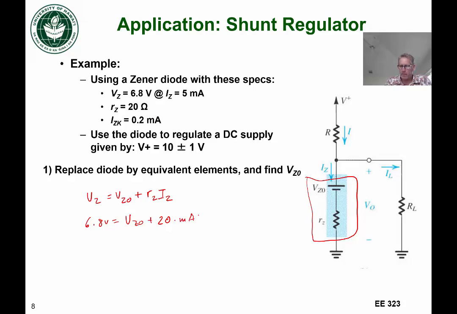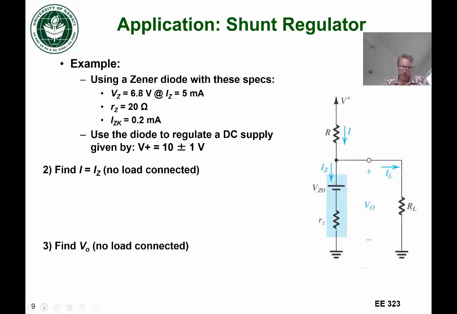And by just applying the simple equation, we can determine what VZ0 is. In this case, VZ0 is equal to 6.7 volts. So VZ0 is 6.7 volts, but with a current of 5 milliamps, that gave us a 0.1 volt drop across the resistor. So our total at the output was 6.8 volts. All right, so that helps us find VZ0. Let's move on. We can now find the current IZ through our diode.